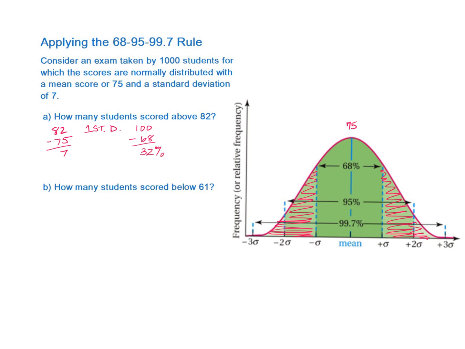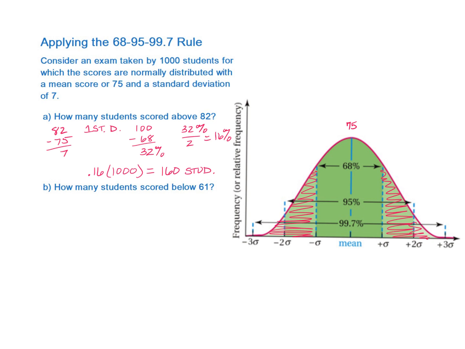Now, I don't want all of that. I only want the upper half. So I take that 32% and divide by 2, and that's going to give me 16%. And now I'm going to take that 16%, convert it to a decimal, 0.16. I'm going to multiply that by the number of students who took the test. And you can use your calculator, but you should get 160 there. So that would be the answer to the first one.